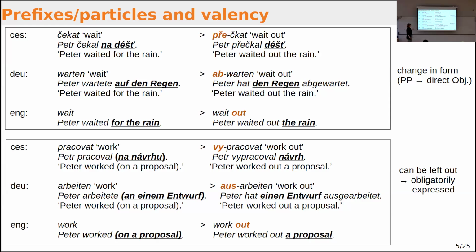Also, in some cases, the participant is possible to be left out and the sentence still be grammatical, such as we can say Petr pracoval, Peter worked, without saying on what. But when we form the prefix verb vypracovat, to work something out, then we have to say Petr vypracoval návrh, Petr vypracoval něco. We can't just say Petr vypracoval.